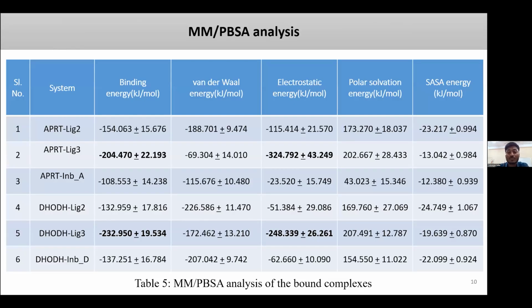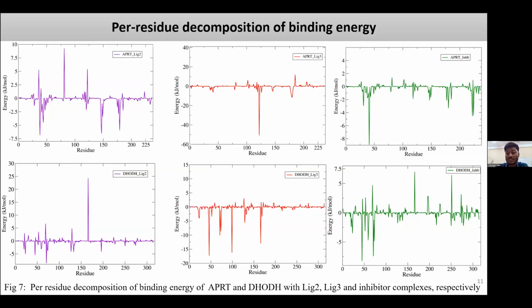Now we have done the MMPBSA analysis, where you can see that APRT ligand 3 and DHODase ligand 3 showed a high binding energy compared to the other complexes, APRT ligand 2, DHODase ligand 2 and the inhibitor. This is because of the high electrostatic energy present in both complexes, that is APRT ligand 3 and DHODase ligand 3, thus establishing the fact that they showed good stability and the complexes can thus inhibit the protein for further analysis.